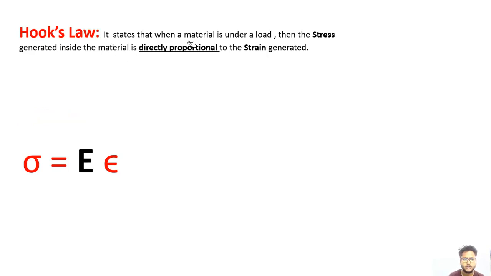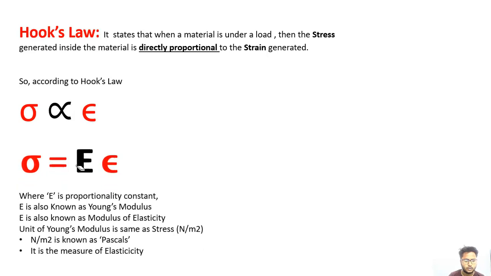It states that when a material is under a load, then the stress generated inside the material is directly proportional to the strain generated. Means according to Hooke's law, stress is directly proportional to strain. So sigma equals E times epsilon, where E is the proportionality constant.